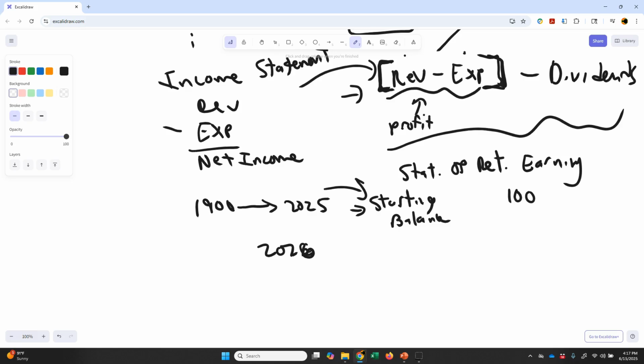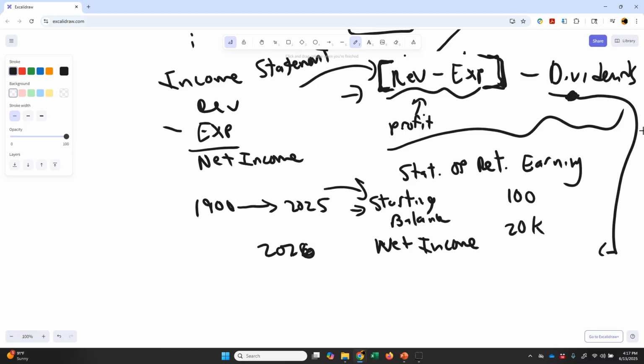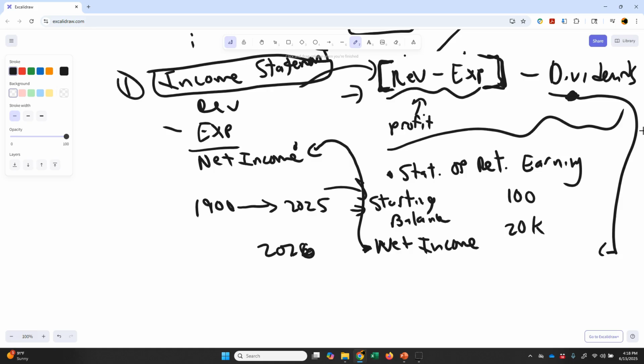We're going to add the profit. So we'll add the net income. Let's say we earned $20,000 of net income. But then we're also going to see how much we paid out in dividends. We also are going to include this part. So again, this 20K is going to have come from here. We're going to have this income statement. It's going to show how much net income we generated. We're going to plug that into this statement of retained earnings.